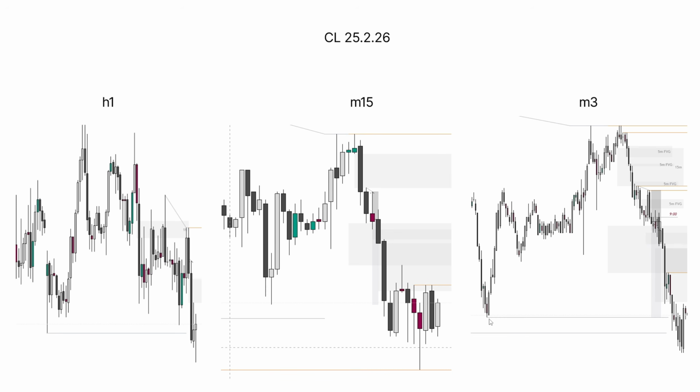This is the second example on CL. On the 1 hour we are coming very close to this drawn liquidity. We retrace, we get the one stage, we displace away, then we get on the 15-minute a 2-stage SMT, and then we drop down to the 3-minute, and here is the displacement, and you can enter on the first or second CSD.